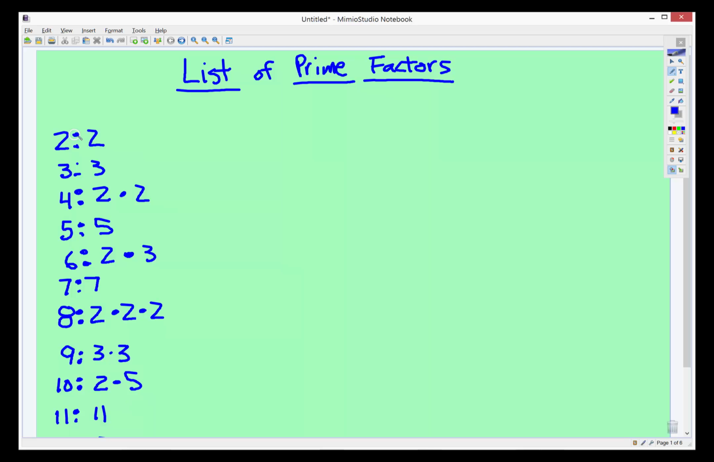Notice that when you have a prime number, 2 is a prime number, you don't put 1 times 2. 1 is not a prime number. We only want prime factors. So 2 is its only factor. 3 is a prime, 3 is its only factor. 4 has 2 times 2 as factors. And I would go all the way to number 144 or beyond.